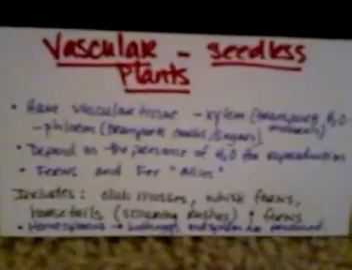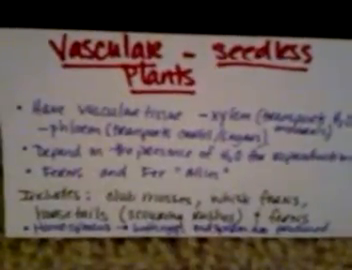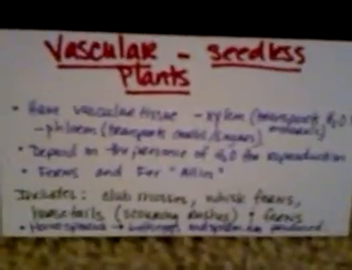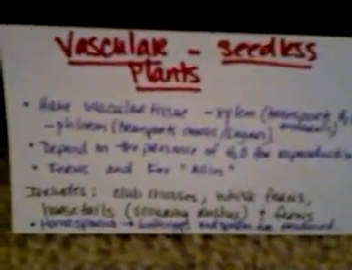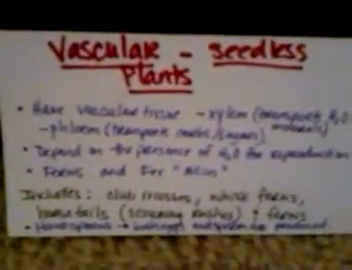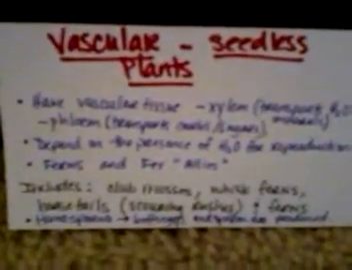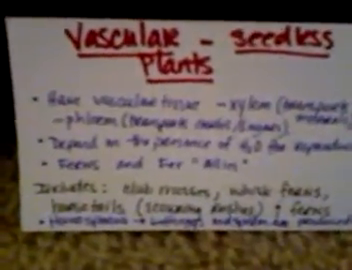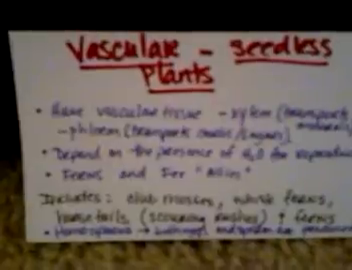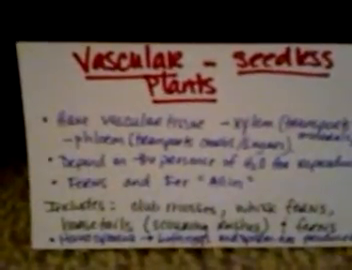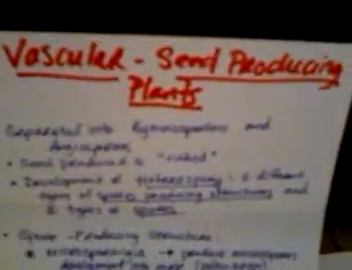It is dependent on the presence of water for reproduction, so it needs to be near water in order to reproduce. Examples of these would be ferns and fern allies. To be more specific, we would say club mosses, whisk ferns, horsetails or scouring rushes, and ferns. The vascular seedless plant is also considered homosporous, meaning they contain both eggs and sperm.